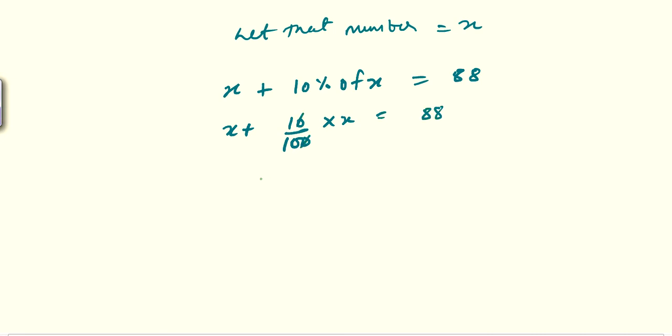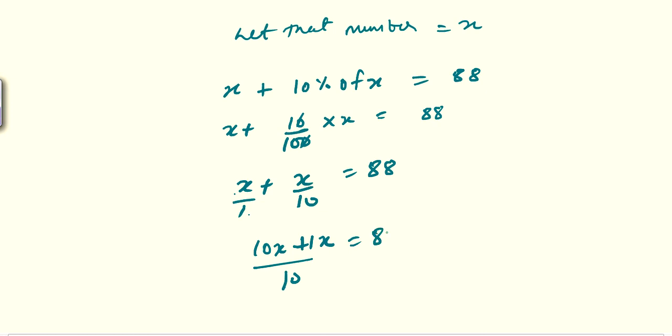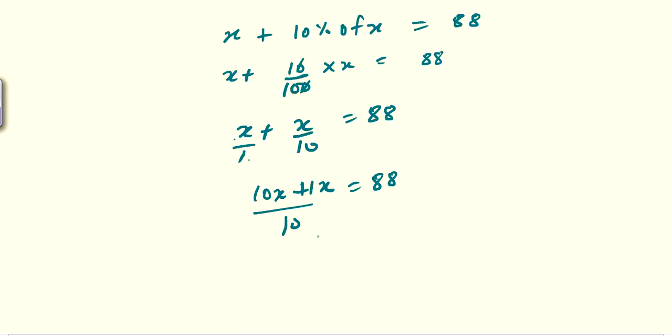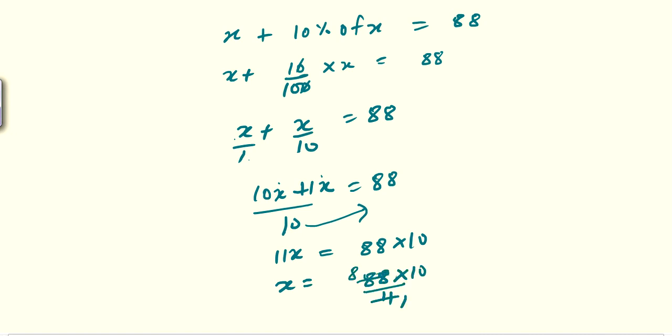0 and 0 get cancelled. x plus x by 10 equals to 88. Now find LCM. So 10 into x will be 10x. 1 into x will be 1x upon 10 equals to 88. Okay. So now 10x plus 1x will be 11x. Transpose this 10 to the right hand side. So 88 into 10. Now x equals to what? 88 into 10 divided by 11. 11 ones are 11, 11 eights are 88, 8 tens are 80. So that number is 80.